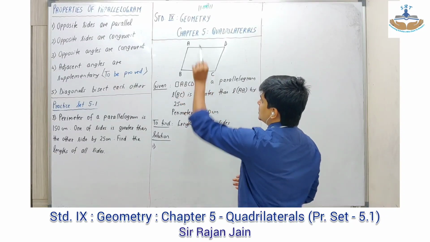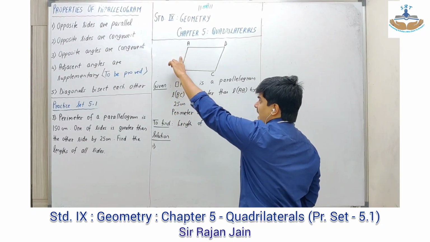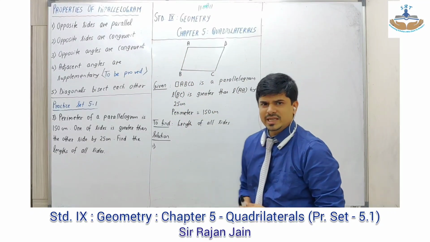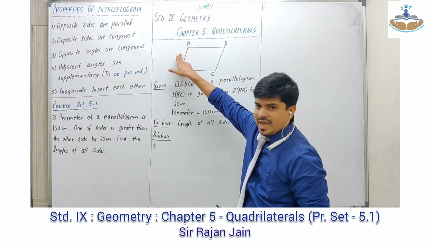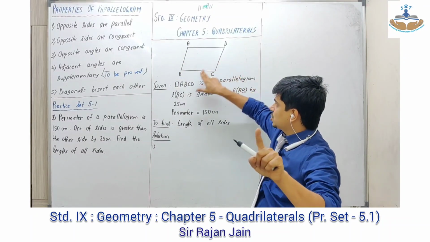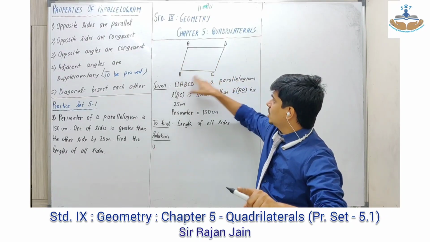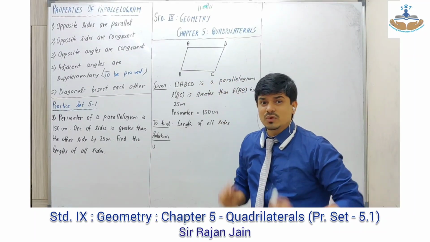अभी BC is greater than AB by 25. तो let's take AB as x. तो BC कितना होगा? x plus 25. अभी अगर ये x है तो opposite sides are congruent. अगर ये x है तो ये भी x होगा. ये x plus 25 है तो ये भी x plus 25 होगा. So you got all the four sides in terms of x.